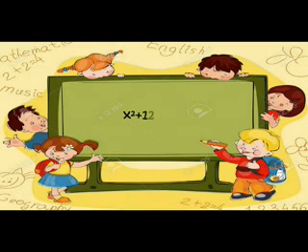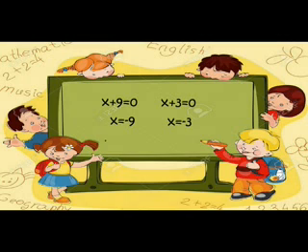Let's have example number 2: x squared plus 12x plus 27 is equal to 0. After factoring, you will get quantity x plus 9 times quantity x plus 3 is equal to 0. x plus 9 is equal to 0. Do the transposition and you will get negative 9. And x plus 3 is equal to 0. Do the transposition again and you will get negative 3. So the values of x are negative 9 and negative 3.